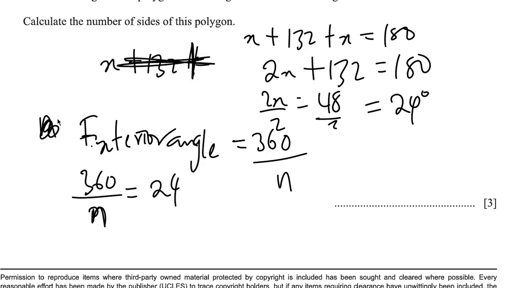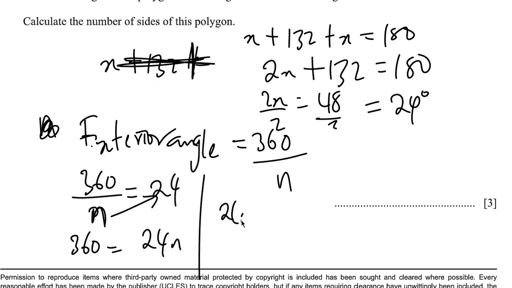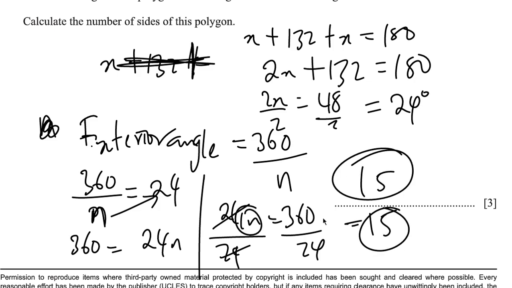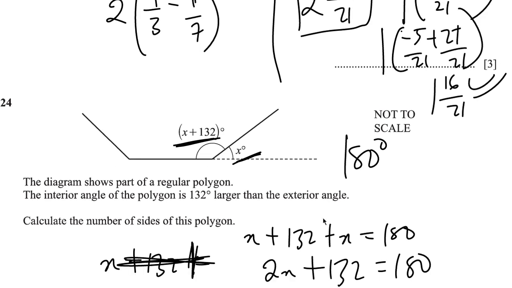Right? So if we multiply both sides by n, we have 360 is equal to 24n. And then 24n equals 360. If we divide both sides by 24, we have 15. So that means n is 15, which is the number of sides of the polygon. So that's 15.